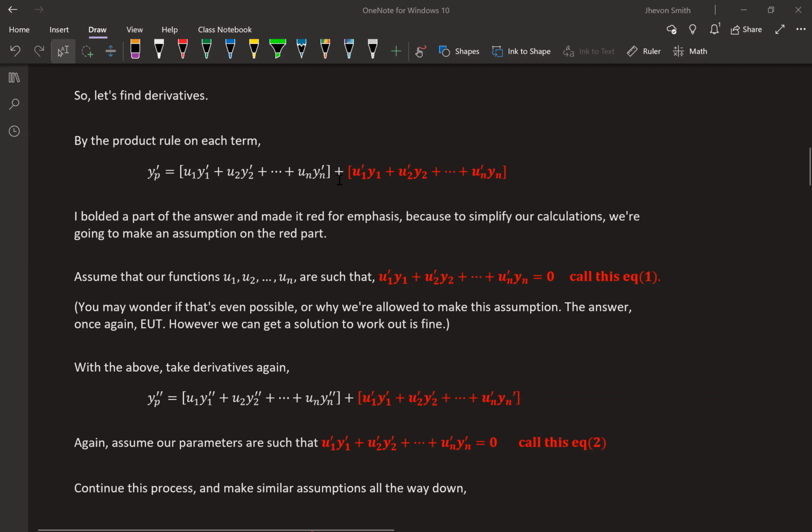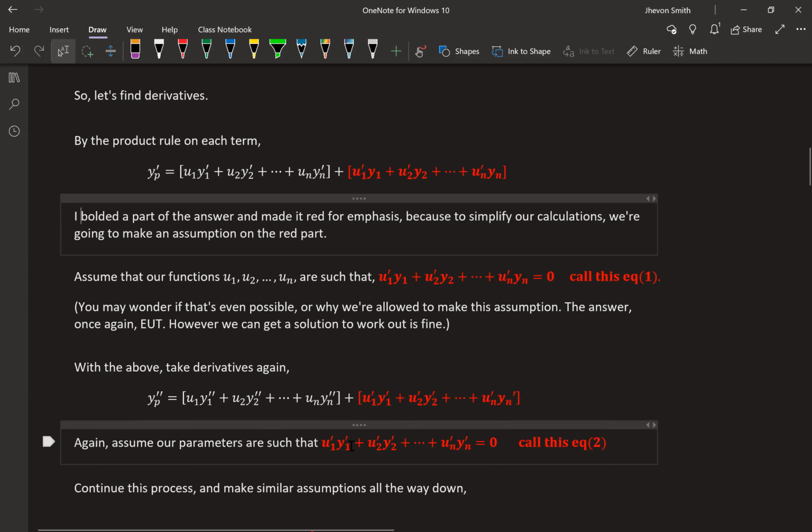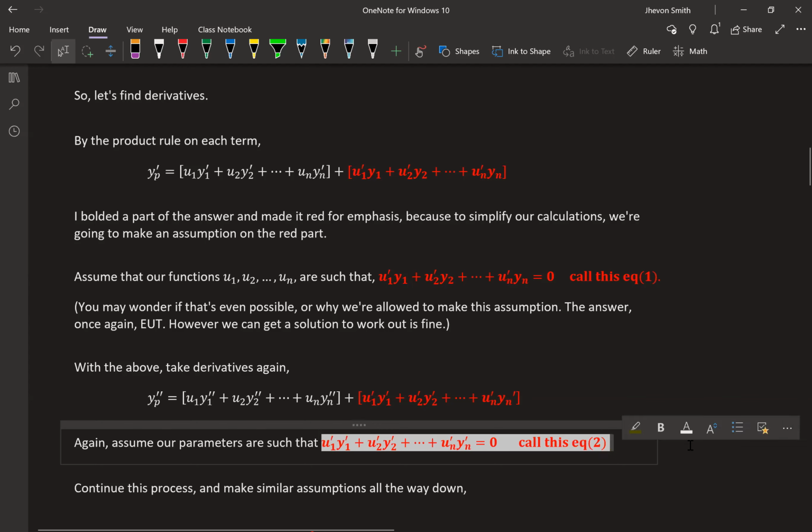And so now our y prime only looks like the first part, the white part, and so we take the derivatives of that again. So to find the y double prime, I take the derivative of all the y primes, leave the u's alone, plus leave the y primes alone, differentiate all the u's. And again, to make my life a little easier, assume that the u functions are ones that will make this equation also equal to 0. So I can ignore this right side right here.